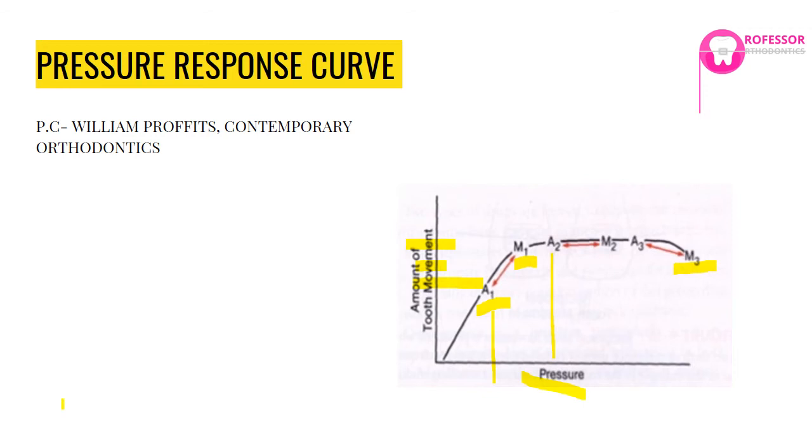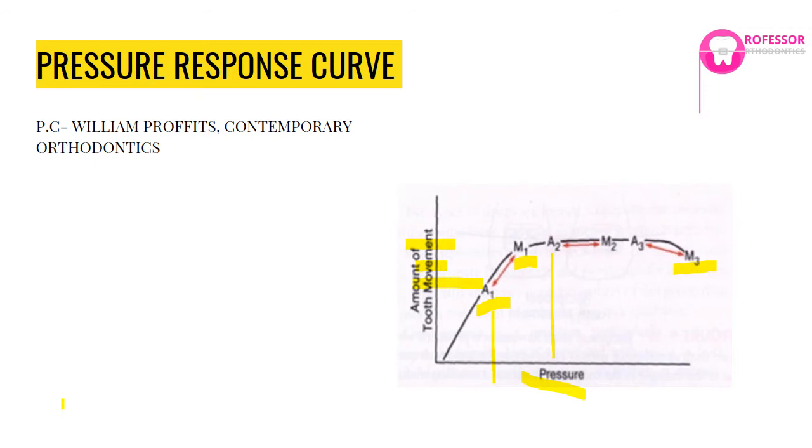And all this is because of the pressure exerted on A1, let me just bring out a pointer. Yeah, the pressure exerted on A1 is lesser than the pressure which is exerted on M1. Because of that, the amount of movement of the M unit is more, which is exactly what we want.